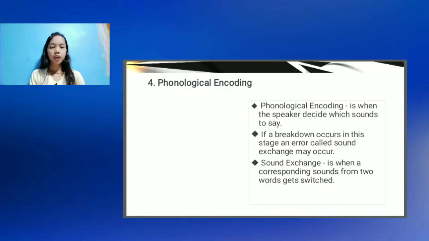The next stage is phonological encoding. It is when the speaker decides which sounds to say. If a breakdown occurs in this stage, a speech error called sound exchange may occur. Sound exchange is when corresponding sounds from two words get switched. Example, attempting to say, stop talking, but instead producing, stops talking.